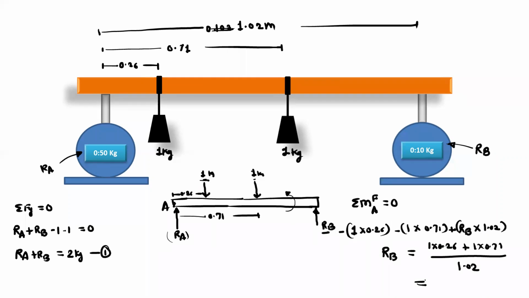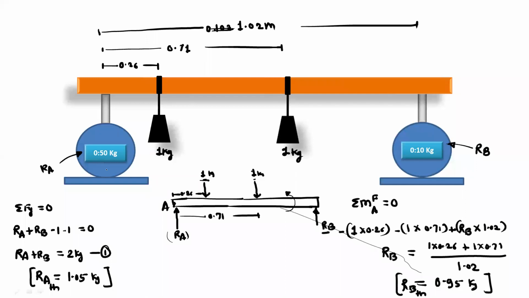So this is equal to 0.95. The theoretical value for reaction Rb is 0.95 kg. Now put this value in equation 1. So you will get the reaction Ra equal to 2 minus 0.95, so it is 1.05 kg. So this is the reaction Ra, which is the theoretical value. So you can take this theoretical value.